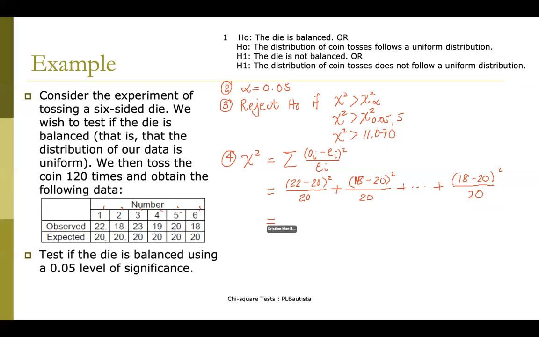By doing this computation, you can check that the answer you will get is a chi-square value of 1.1. So given that the chi-square value is 1.1, comparing with the critical value of 11.07, it does not exceed the critical value. So our conclusion is to not reject the null hypothesis. So there is insufficient evidence to suggest that the die is not balanced.